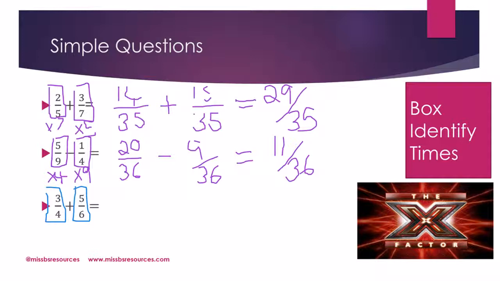3 times 6 is 18. 4 times 6 is 24. Add on, click and add. 5 times 4 is 20. And 6 times 4 is 24. That leaves us with 38 over 24.